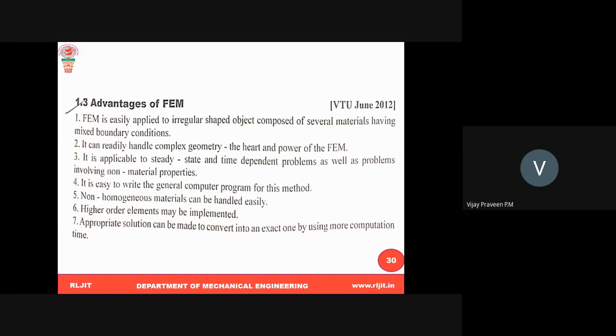Higher order elements can be easily implemented. We'll see what a higher order element is. I will tell you later. An approximate solution can be converted into an exact solution by using more computation time. That means even the approximate solution we can convert into an exact solution. How is it possible? By spending more computation time. It means you have to divide into more elements, and therefore it will take a lot of time. If you give that computation time, definitely you get the accurate result. That is one beauty of this.